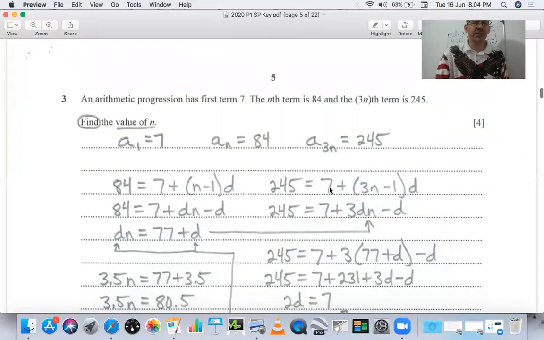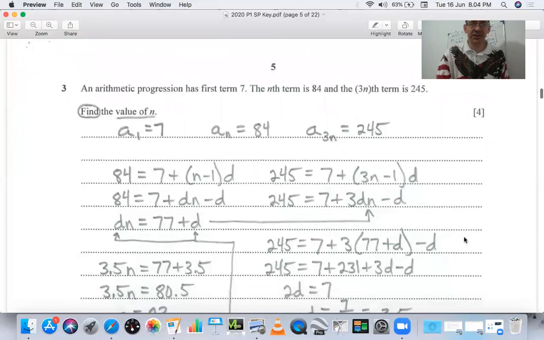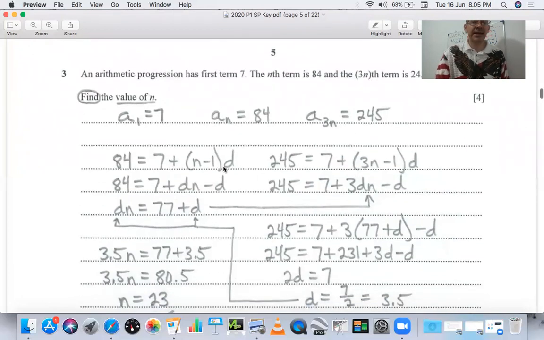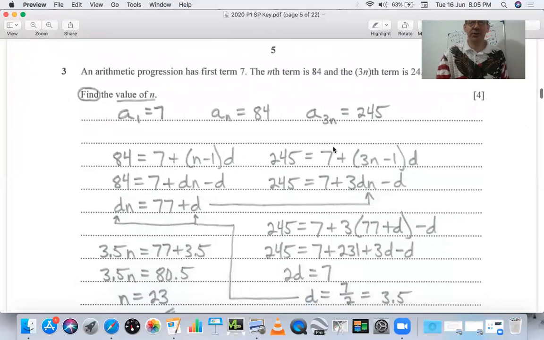Moving on, we get to question 3, which is a series question. Arithmetic progression, first term is 7, nth term is 84, 3nth term is 245. So here's our first term is 7, nth term is 84, and 3nth term is 245. Find n. Well, we've got two equations here.